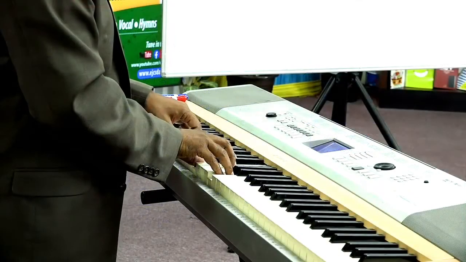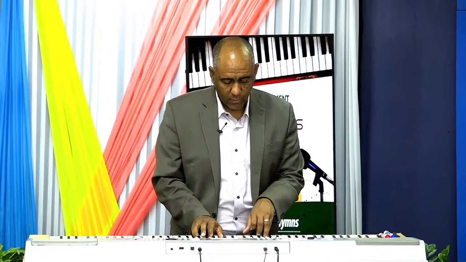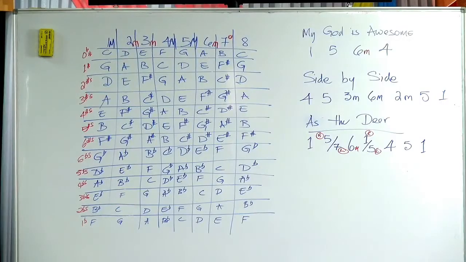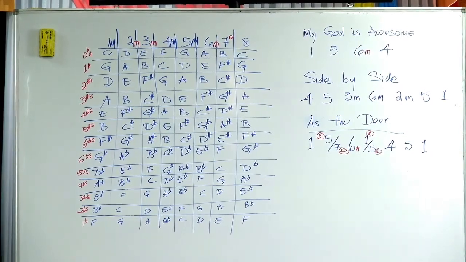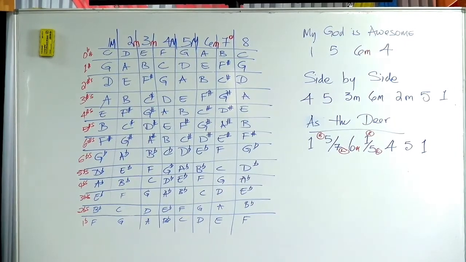Then our 6, which is E minor. Then we go to our 1, which is G, over 5, which is D, 4, C, 5, which is D, and back to 1.